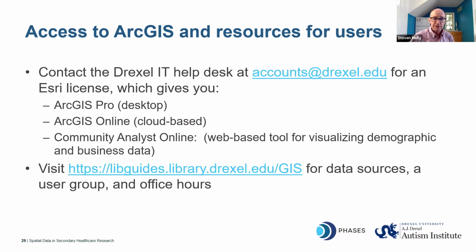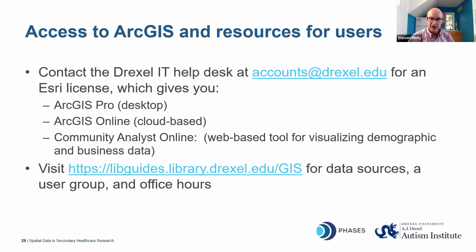As I said, the Esri software is available at Drexel through our license, so you can request access to it through this Drexel IT link. There's a desktop version that's really good for doing customized work of maps and the kind of geocoding that we've been talking about. And then there's this online cloud-based version that's a good way to explore data without having a big learning curve. So those are both available.